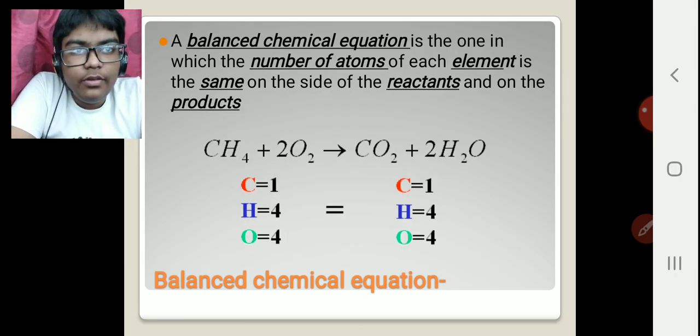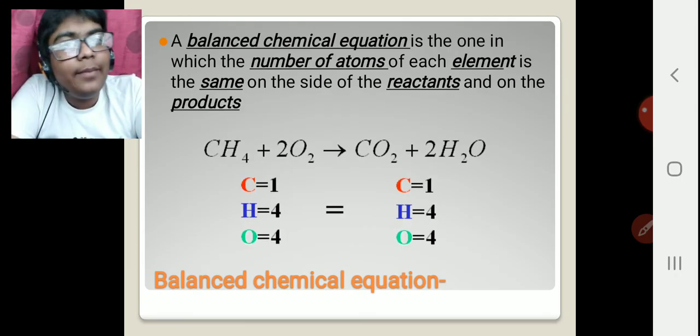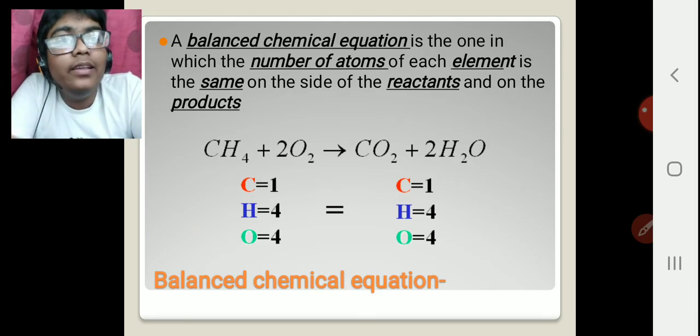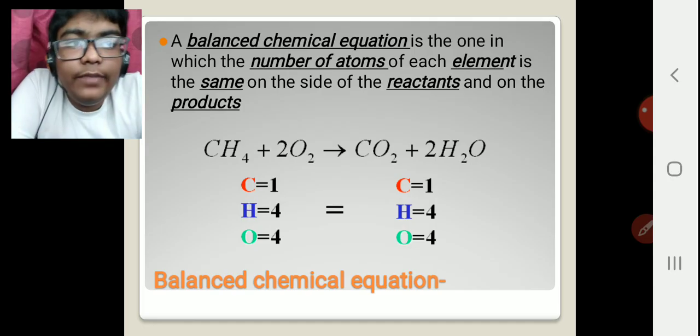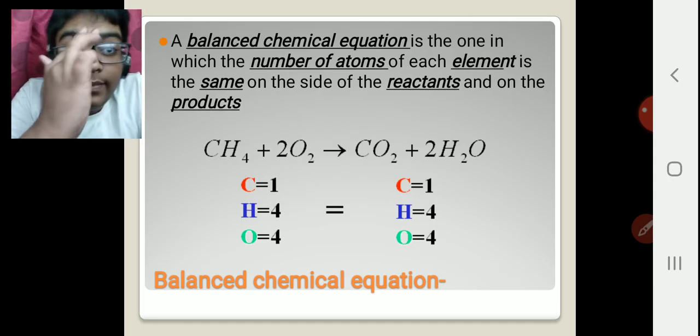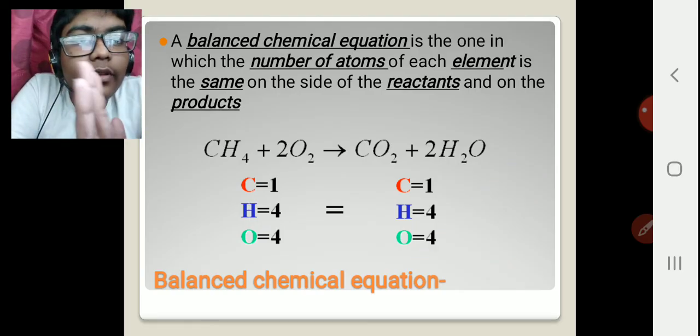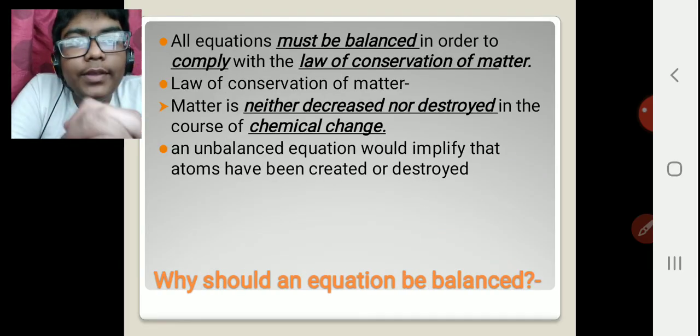Balanced chemical equation. The balanced chemical equation is the one in which the number of atoms of each element is the same on both sides, the reactants and the products. As you can see in the example over here, it has to be the same. Why does it have to be the same? It is written over here.